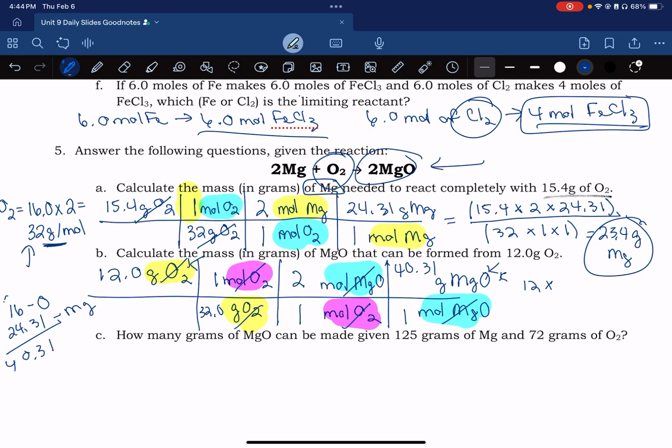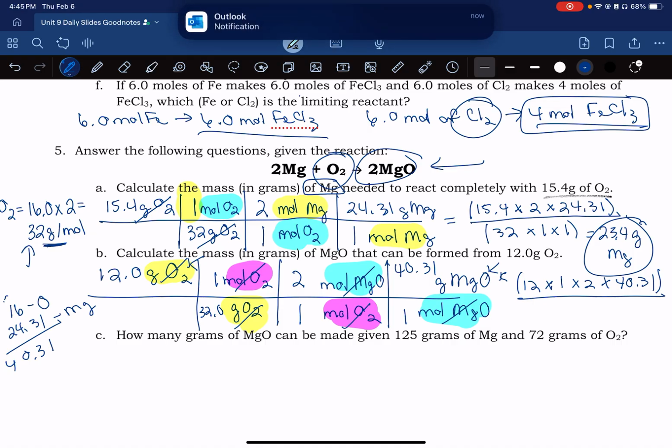In our calculator, this is what we're going to do. 12 times 1 times 2 times 40.31. Okay, that's the top of the dimensional analysis train track situation. And then underneath, in my calculator, I'm just going to put all of those numbers, and then I hit enter, and then I hit the divide button, and in parentheses, I do 32 times 1 times 1. All right, so let me do that and see what we get.